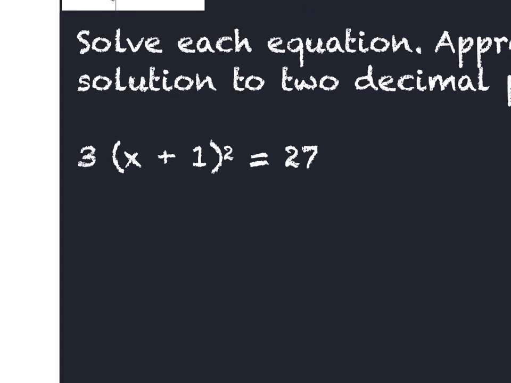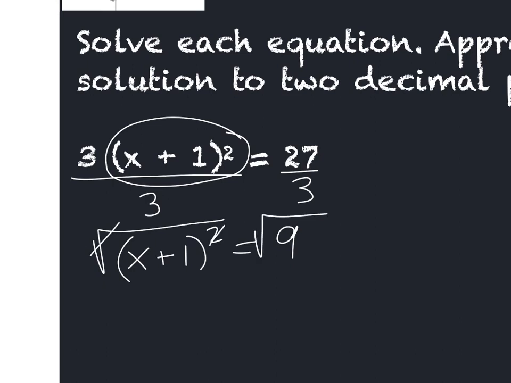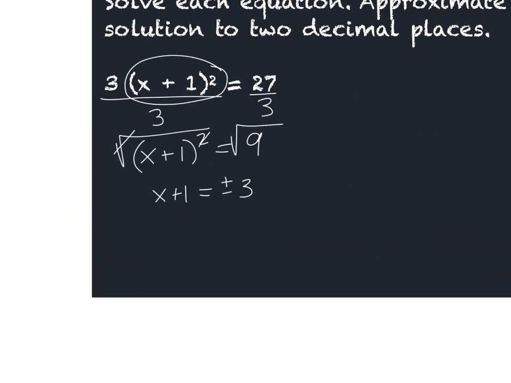All right, so here we have 3 times x plus 1 squared equals 21. So this one's going to be a little nicer. We're first going to want to isolate this part. So we would divide by 3, and we are left with x plus 1 squared equals 9. Then you would take the square root of both sides, okay? And that cancels out those squares, so you're left with x plus 1 equals, well, the square root of 9 would be plus or minus 3, okay?